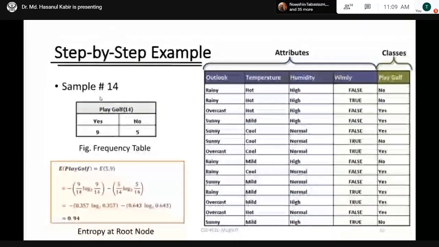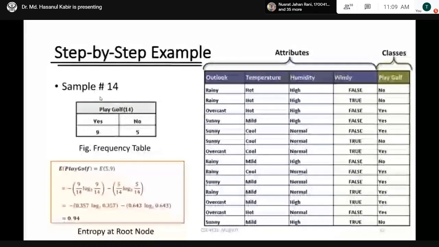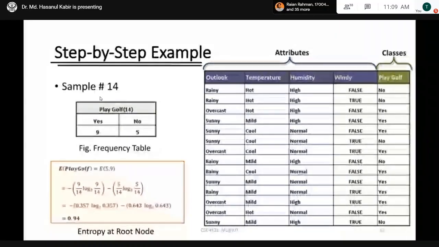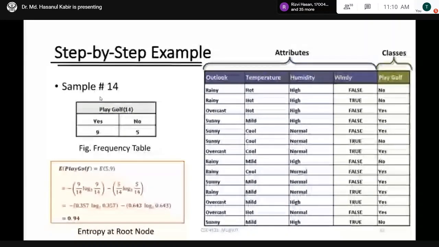So how many records do we have? 14. Among the 14, how many of them are yes? 9. How many of them are no? 5. So the probability of the yes class is going to be 9 by 14 times the log of 9 by 14. And for the negative class, the probability is going to be 5 by 14 times the log of 5 by 14. If you sum them up, you will get the entropy value. Yes or no? Yes, sir. So before doing the split, you had an entropy value of 0.94.